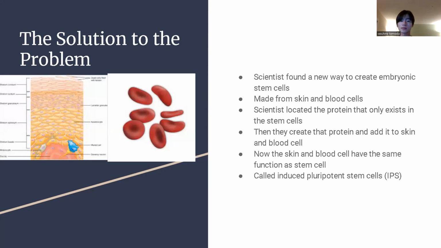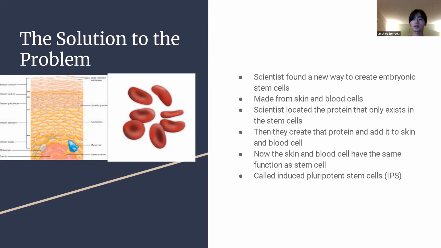So the solution to the problem. Since stem cells play a huge part in the medical field, they're super useful, beneficial, and doctors really needed them. Researchers found a new way to create embryonic stem cells. And this new way is made from skin and blood cells.